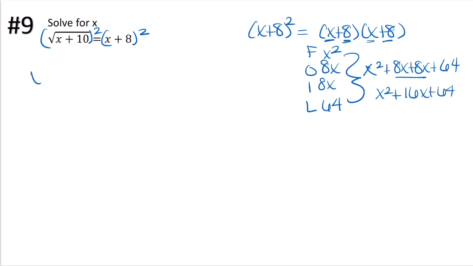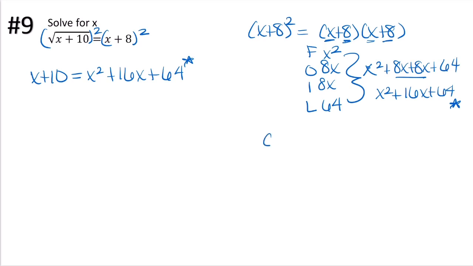So that's going to give me x plus 10, right? Because on the left side, all I do is undo the square root, and then I have x squared plus 16x plus 64, right? That came from over here. Okay, now I need to solve this equation. Well, notice this is a quadratic equation, right? It's a quadratic because my highest degree term is a square term.